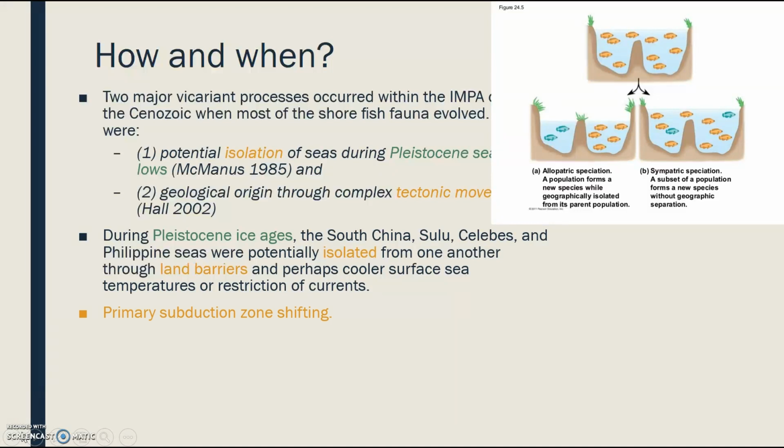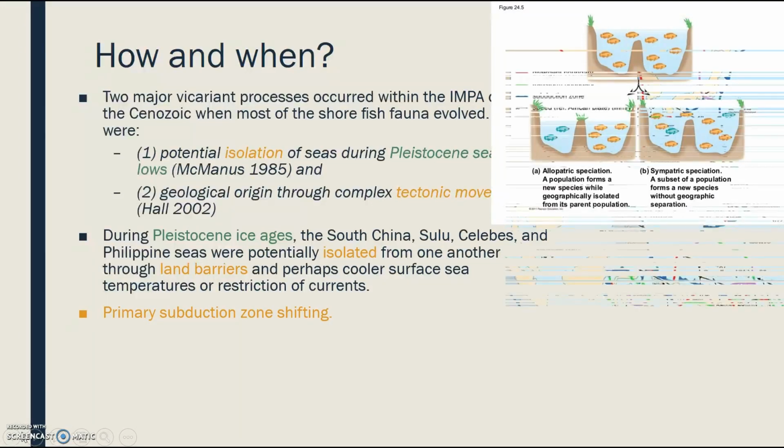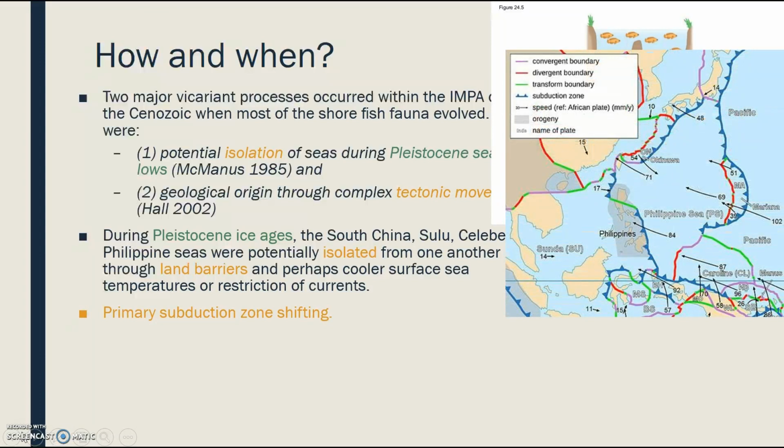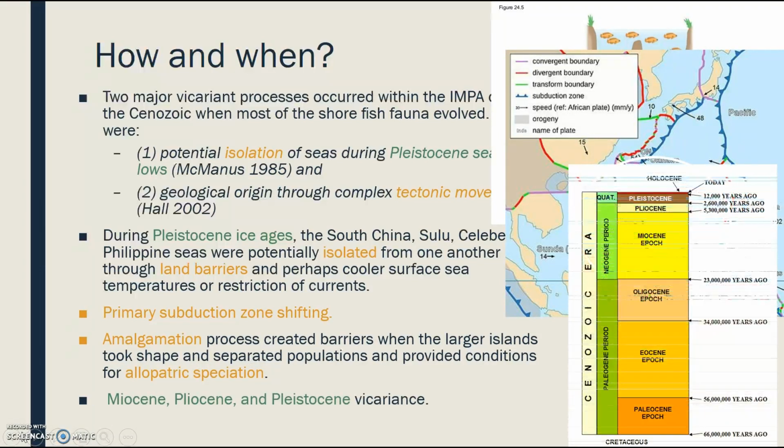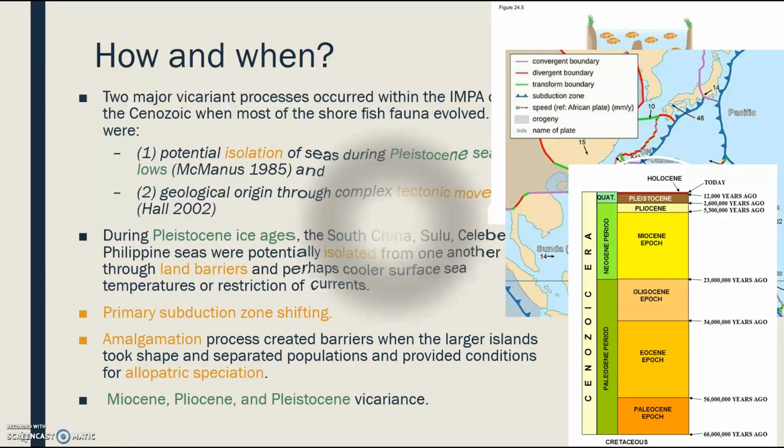Primary subduction zone shifting also occurred, and the figure shows the meaning of allopatric speciation. This is the Philippine Sea, and the blue one is the subduction zone. An amalgamation process, which is integration, also provided conditions for allopatric speciation, and all of this happened during the Miocene, Pliocene, and Pleistocene era.